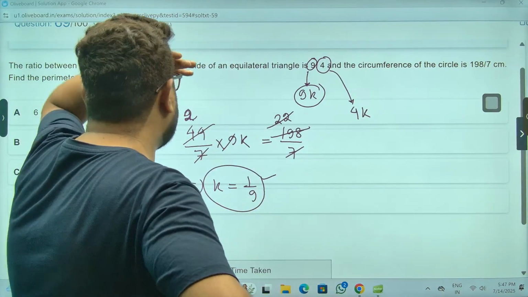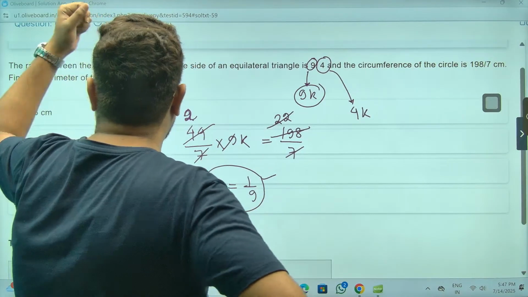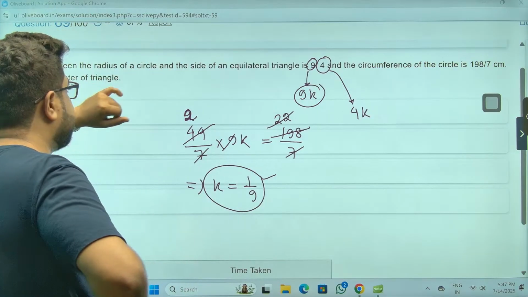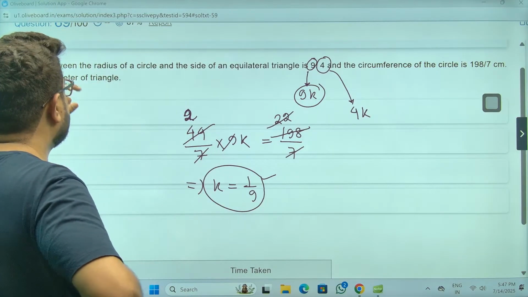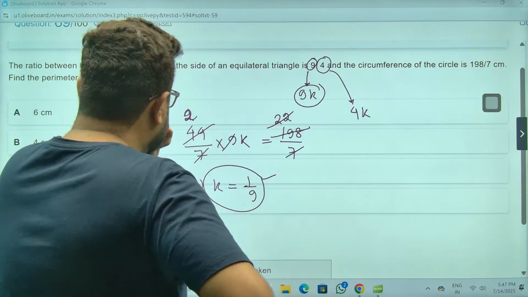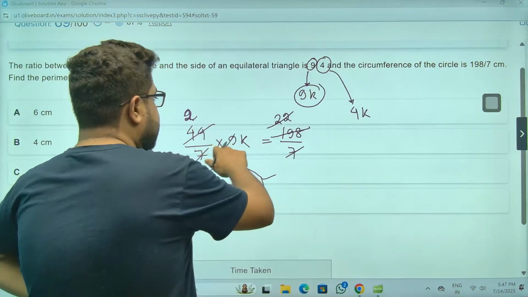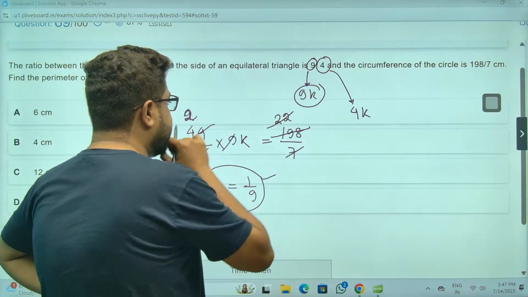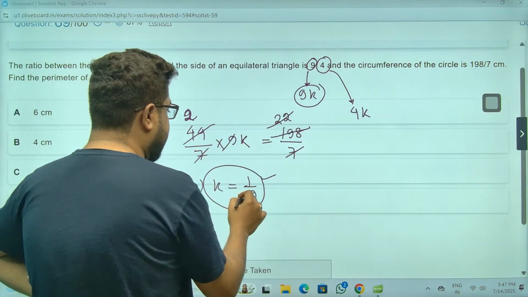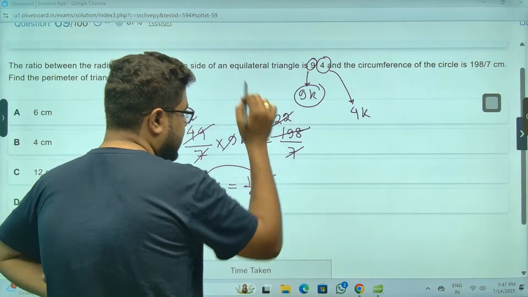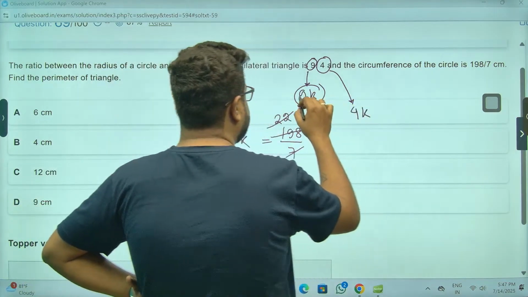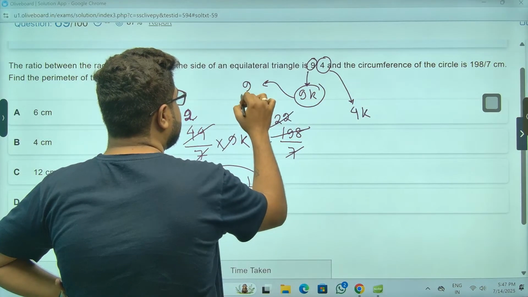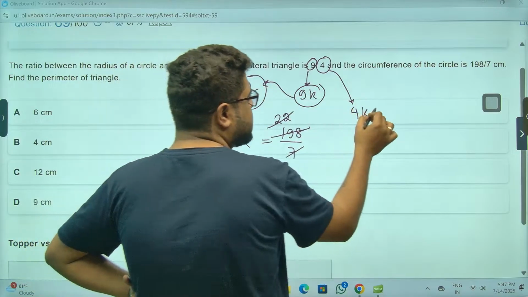एक सेकेंड, हमने कुछ गलत कर दिया क्या? Circumference of the circle is given 2 pi r. 7 and 7 cancels. 99 से ये 9 से 22. अच्छा 1 by 2 था क्या? I'm extremely sorry. मैं पागल हो गया. So k is 1 by 2. So this will be 2 sir.